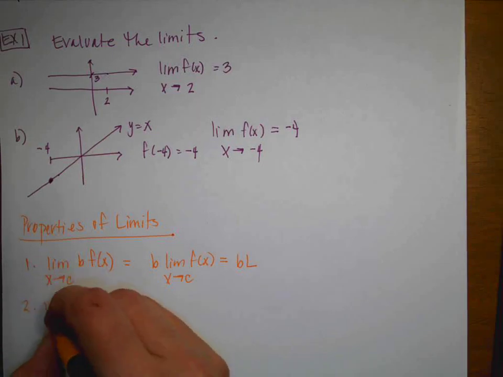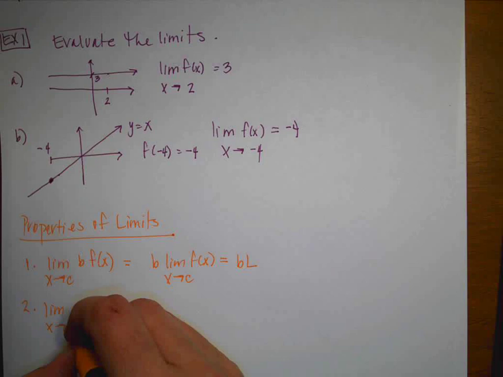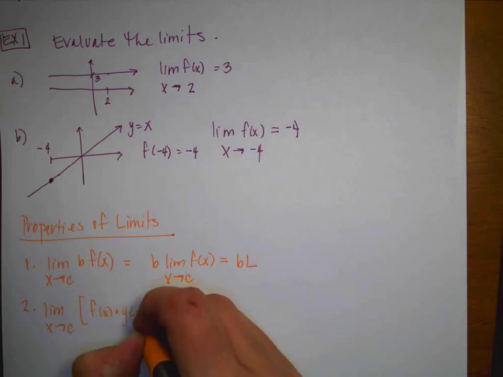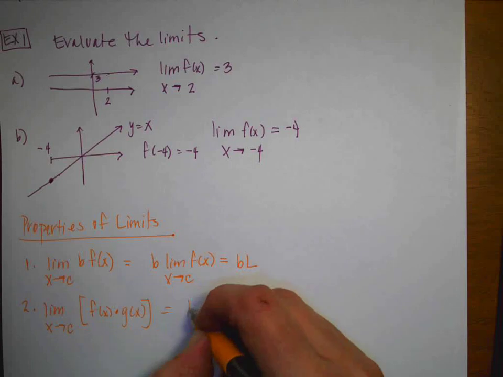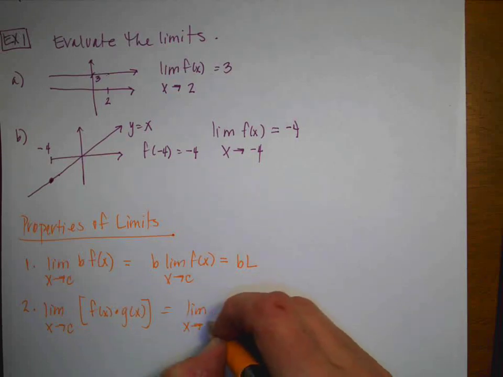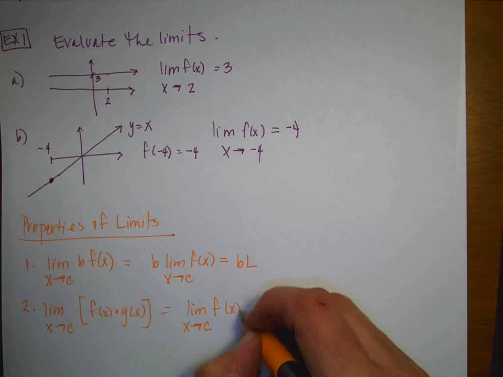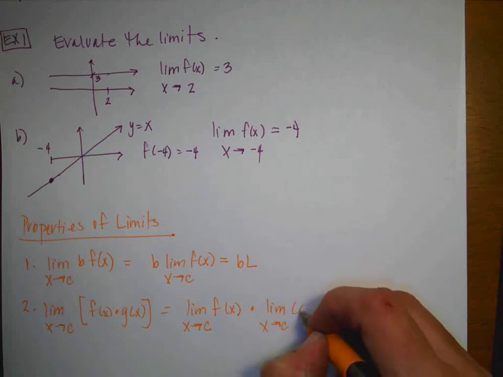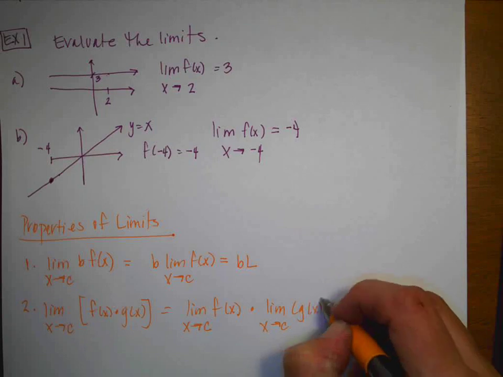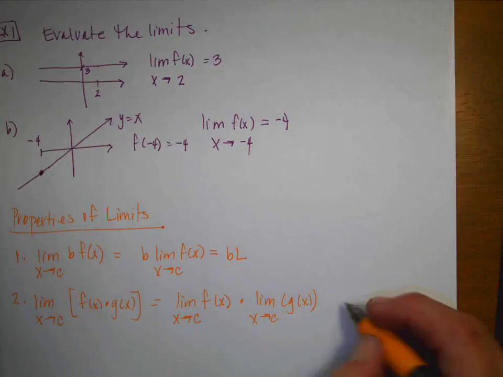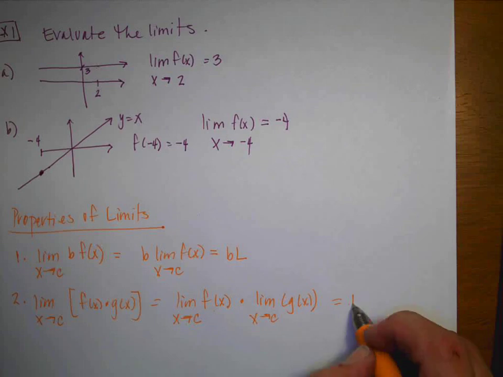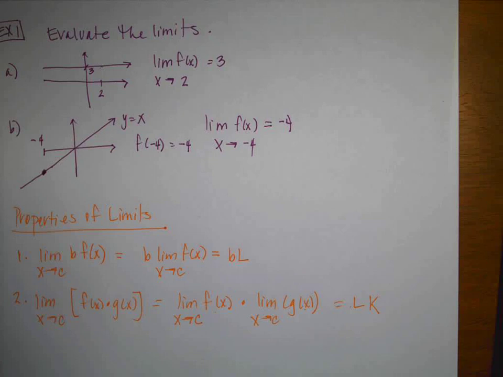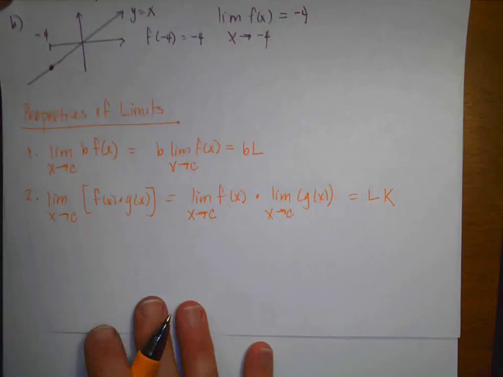The second property would be if I have the limit as x approaches c of f of x times g of x, then that's just going to be the limit as x approaches c of f of x times the limit as x approaches c of g of x. Remember the limit of this one is L, and we're going to define the limit of that one as k. So I would just multiply the limits of those two things together.